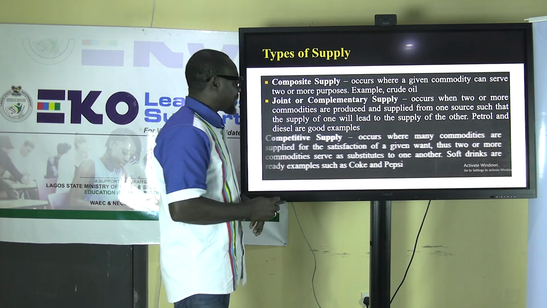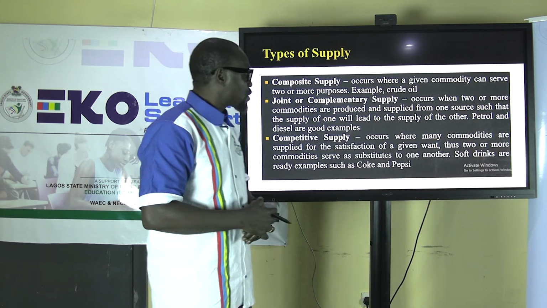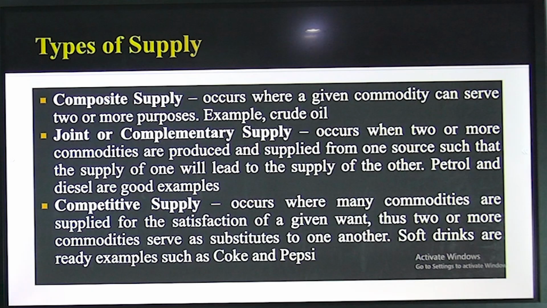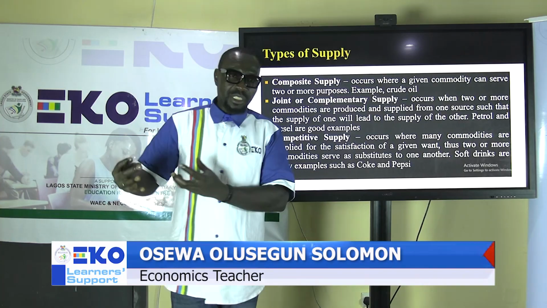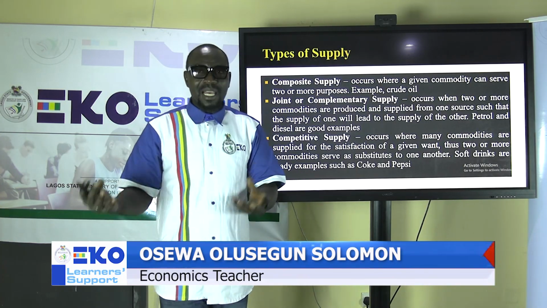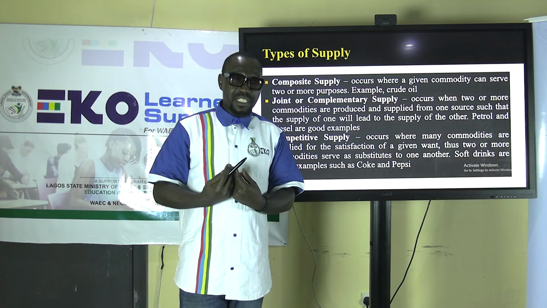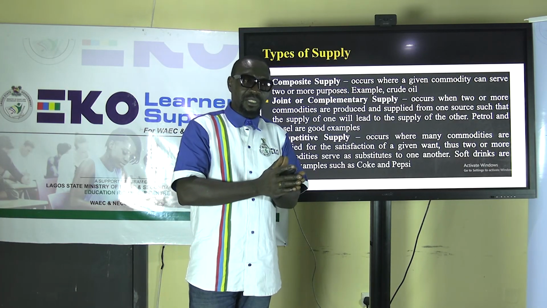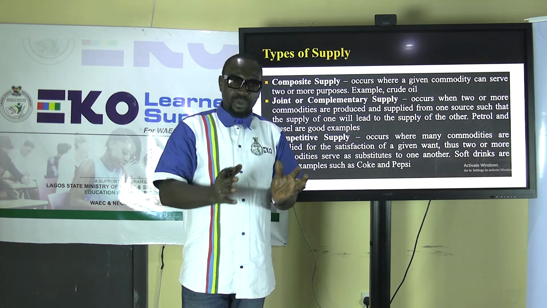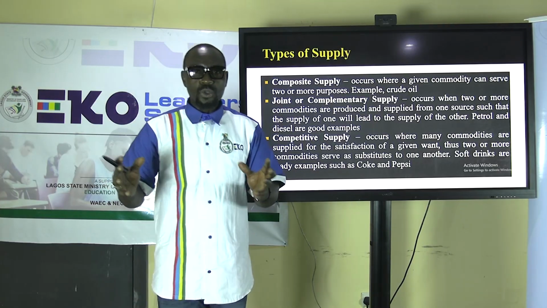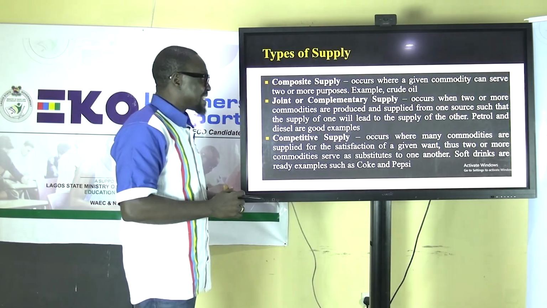The third is competitive supply. And this occurs where many commodities are supplied for the satisfaction of a given want. Different commodities providing satisfaction for just a particular want. Thus, two or more commodities serve as substitutes. So if different commodities, A, B, and C, for example, can serve one particular want, it means if A, for instance, is not available, you can go for B. Where B and A are not available, you can go for C. So you say in this case that they have competitive supply.